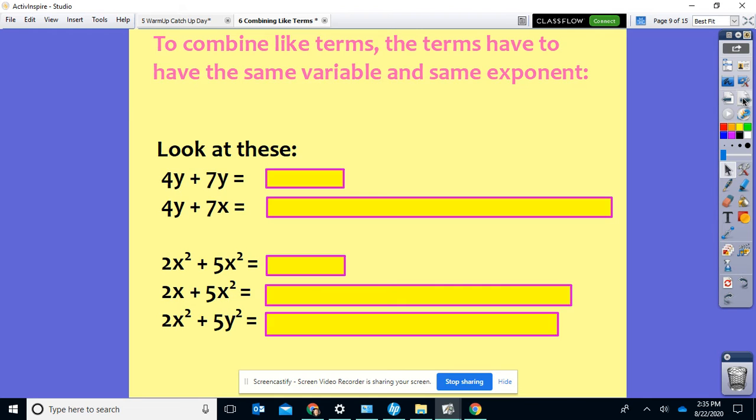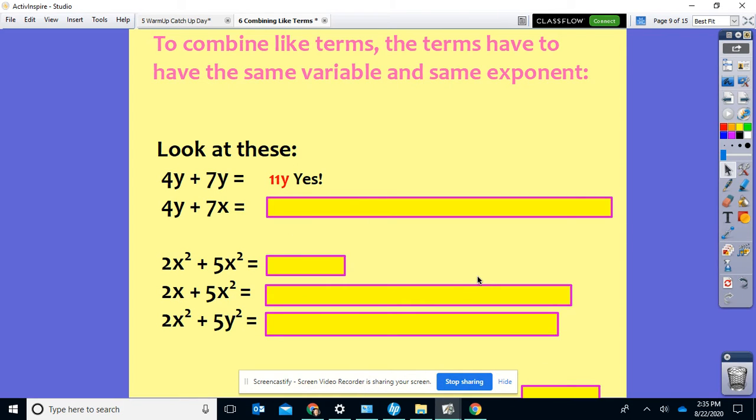So if we've got 4y and 7y, you look at the variable first. They both are y's in each term, and there's no exponent. So you can combine those, and what combining means is we're going to add our term out front. So we're going to add 4 plus 7. So what do you get? Right, you get 11. So the answer is 11y.